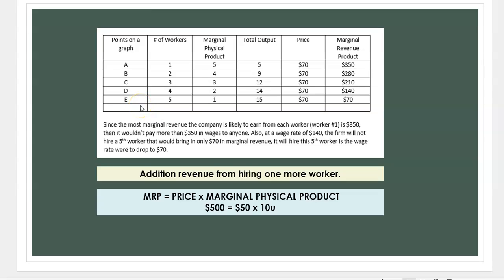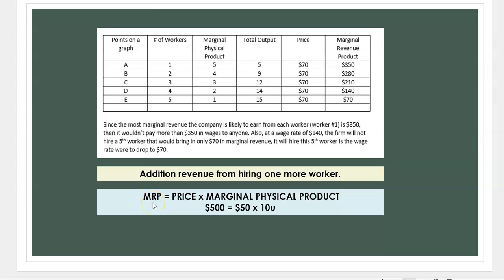Welcome back, wonderful people. We are on video 2 for chapter 11, and we are looking at the marginal revenue product, MRP. Okay, what is the marginal revenue product?